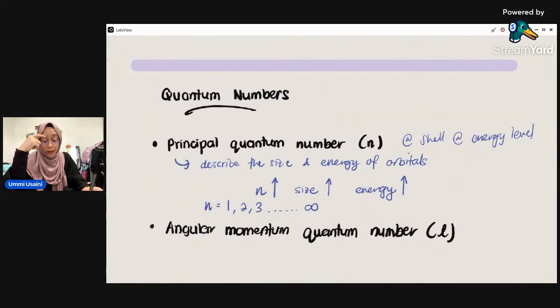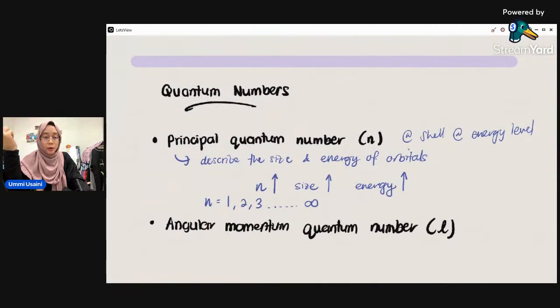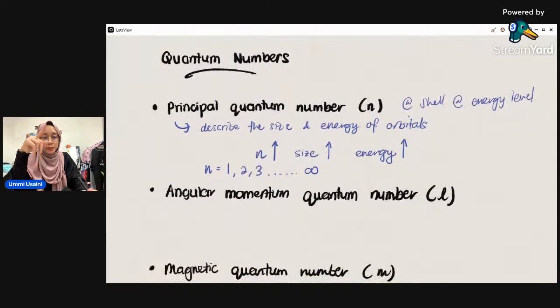The next one, let's go to L. L pula adalah angular momentum quantum number. Angular momentum quantum number. Yang ni pula dia describe apa? Kalau tadi N value, dia describe the size and the energy of orbital. Kalau L value pula macam mana?